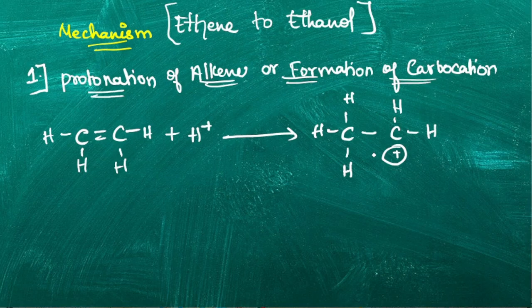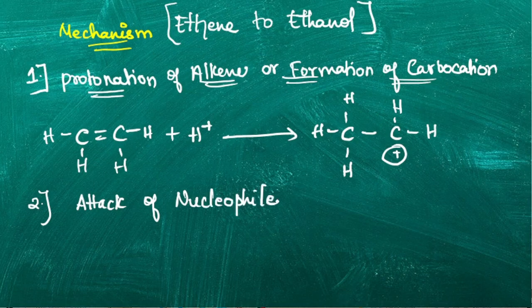So protonation of alkene means you are adding the H plus. This H plus will be going and attaching to one of the carbons, so that the double bond is broken into a single bond and a carbocation is formed. The second step of the mechanism is attack of nucleophile on the carbocation.